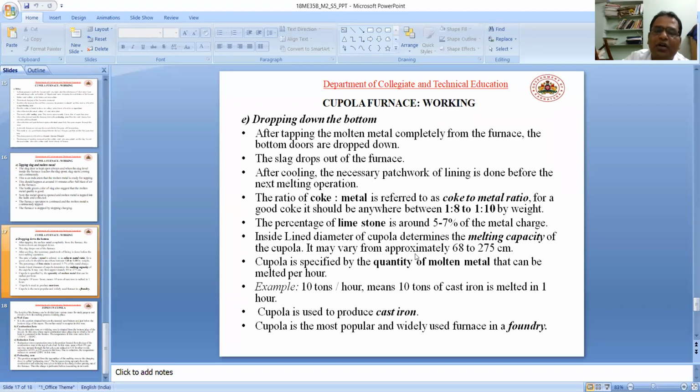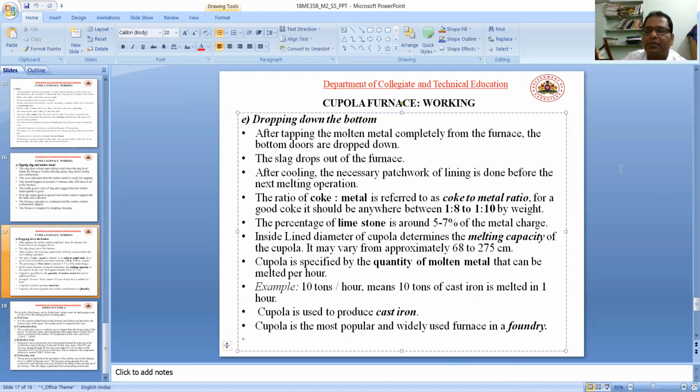The ratio of coke to metal is referred to as the coke to metal ratio. For good coke, it should be anywhere between 1:8 to 1:10 by weight. The percentage of limestone is around 5 to 7% of the metal charge.